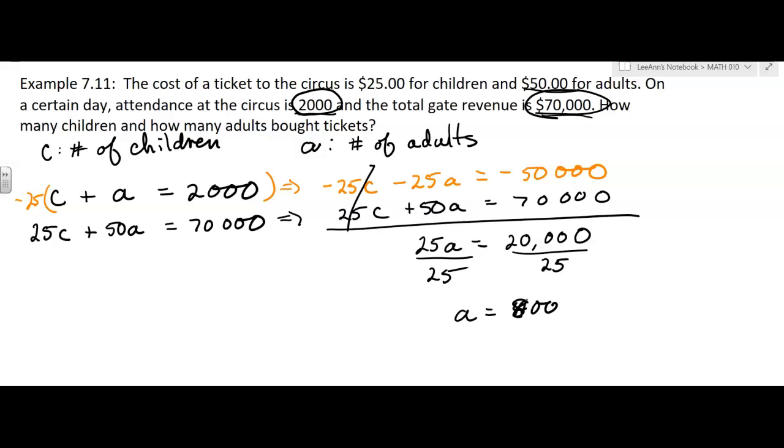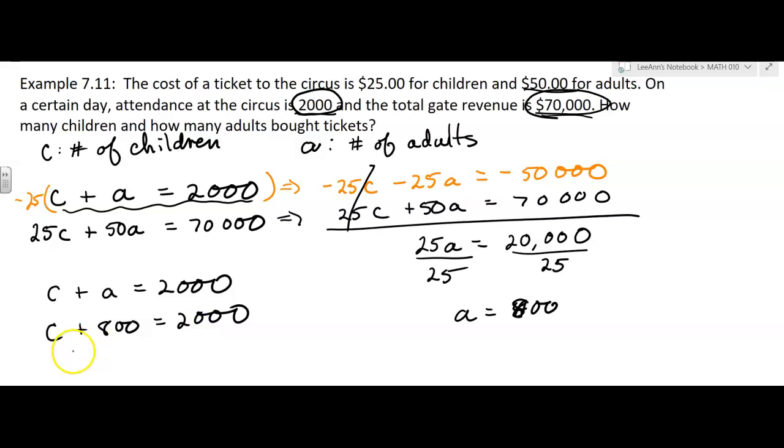Okay, so probably the easiest equation to use is the top equation to find the children, right? C plus A is supposed to equal 2,000. So when 2,000 people come, 800 were adults. And so subtract the 800. So there were 1,200 children. Okay, that seems, whoops, not 12,000. 1,200 children.